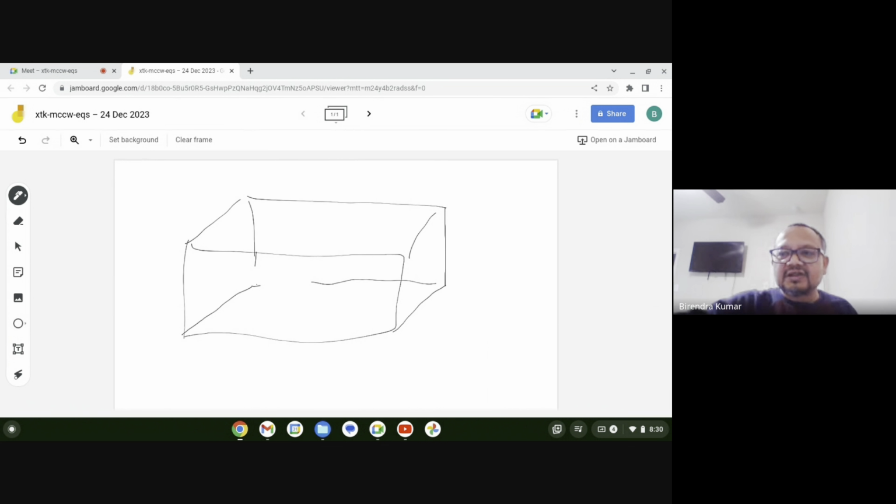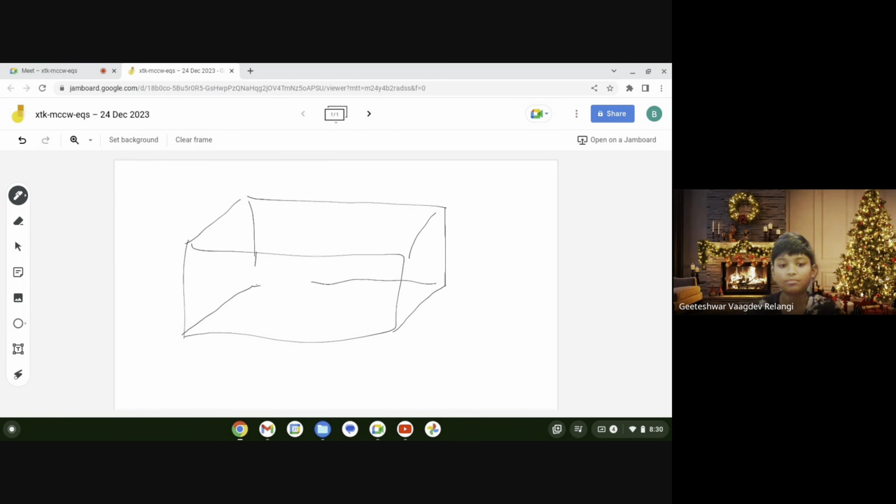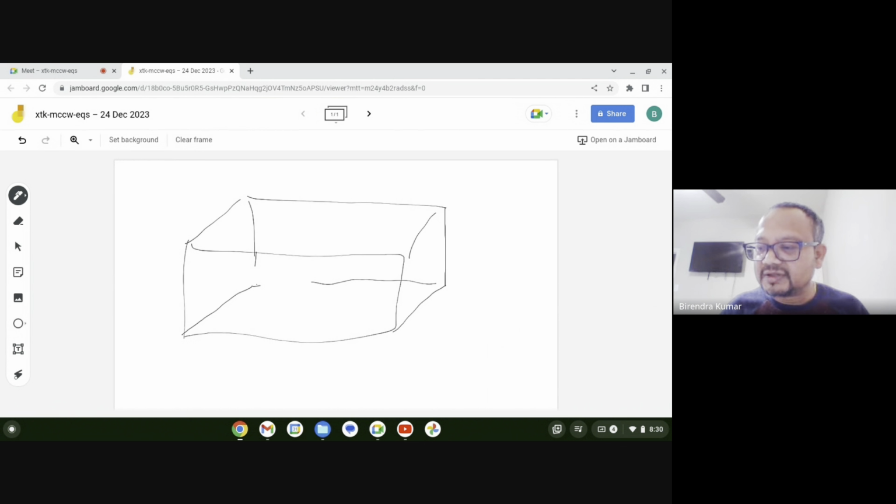So if you take an ice cube from the fridge, which looks like a cube, and compare that with a matchbox, the big matchbox that we get in the Indian stores, you will see the difference. Here, all the sides look the same. Here, the sides are different. Okay. So this is this part of it.